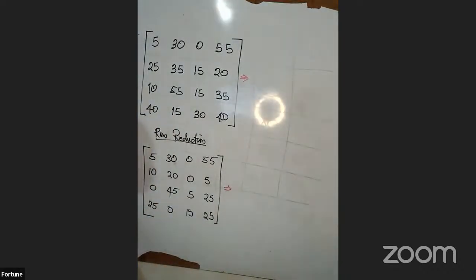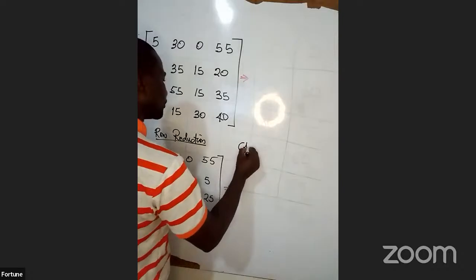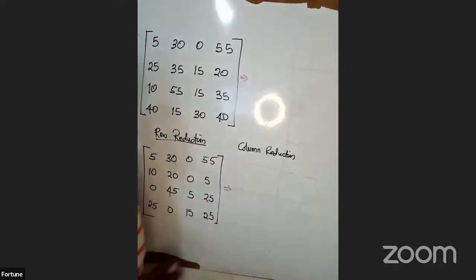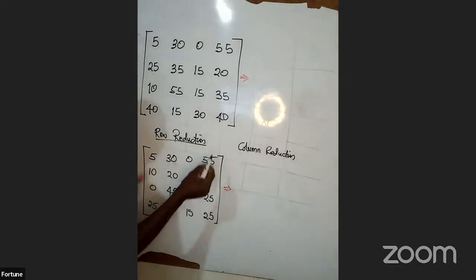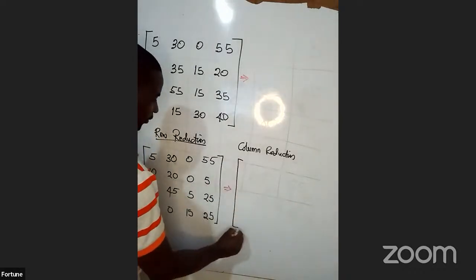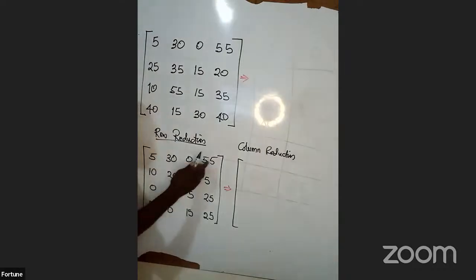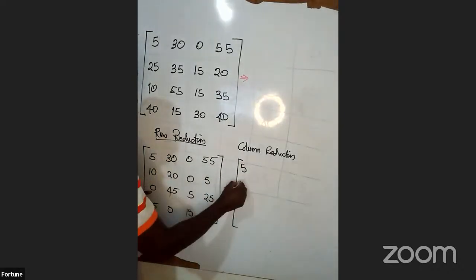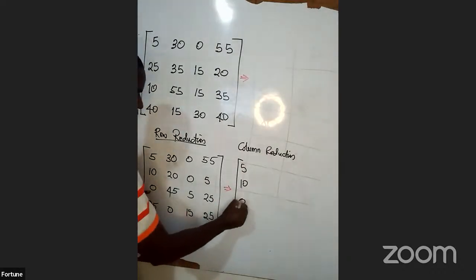Column reduction. This time around, we're not going to move horizontally, but rather vertically. So we're going to look for the least. The least is 0, so it means we just rewrite everything here because 5 minus 0 is still 5. 10 minus 0 is 10. 0 minus 0 is 0. So this is 5, 10, 0.